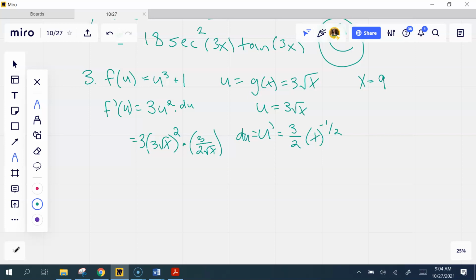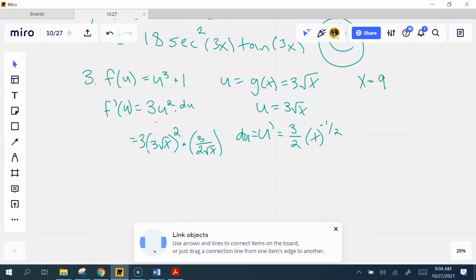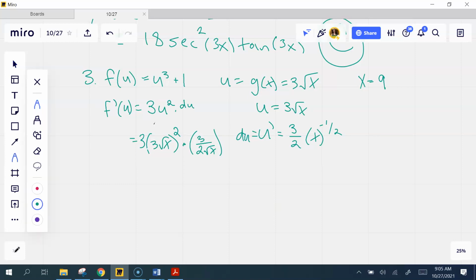Why did you plug in 3? She didn't plug in 3. Look, point to your f prime of u. Over here, she took the u from the right side and plugged in for that u. She replaced that u with 3 root x, and then she would replace this u with that. I just substituted everything. I would have gotten it right, I just didn't do the du.